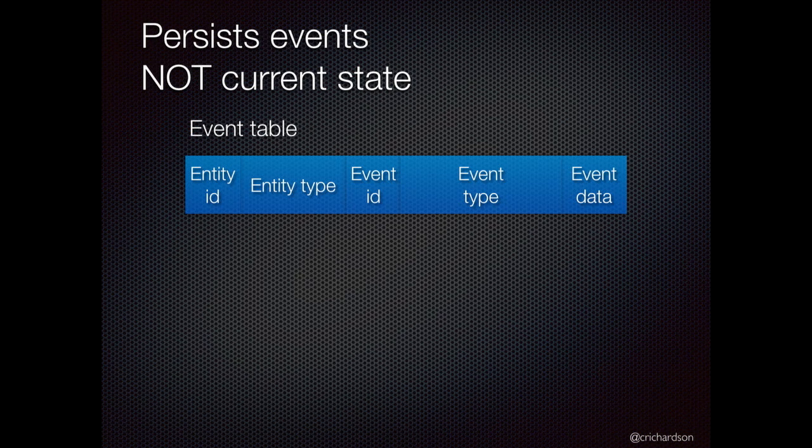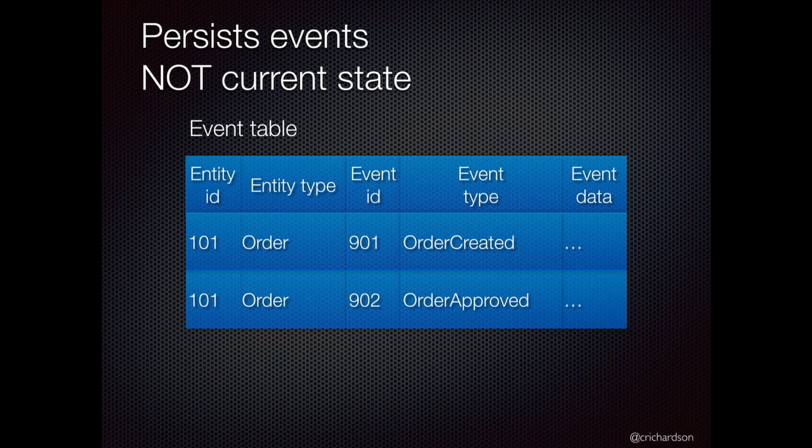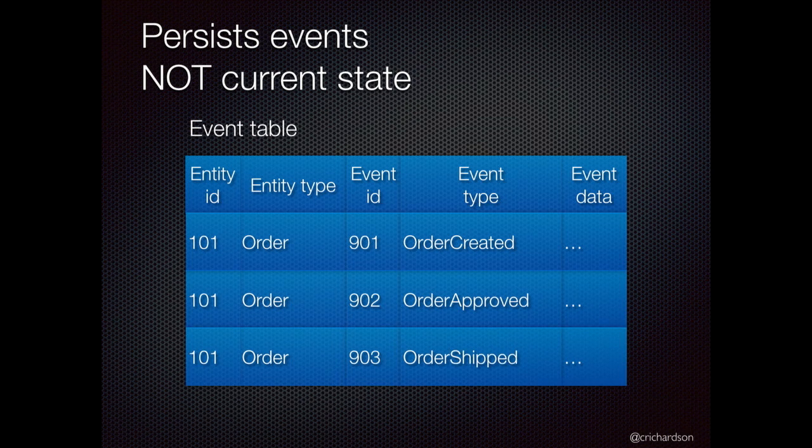So at least conceptually, you just have one table in your database, the events table. And so whenever a domain object gets created or updated, you insert a row for the corresponding event. So when an order is created, you would insert an order created row. When it's approved, you'd insert an order approved event. And then when it's shipped, you'd insert an order shipped event. And so it's these events that represent the state of your domain model.